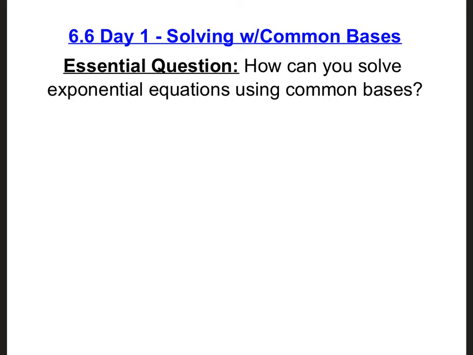Hi everyone, today we are working on 6.5 day 1, which is solving with common bases. Your essential question says, how can you solve exponential equations using common bases?